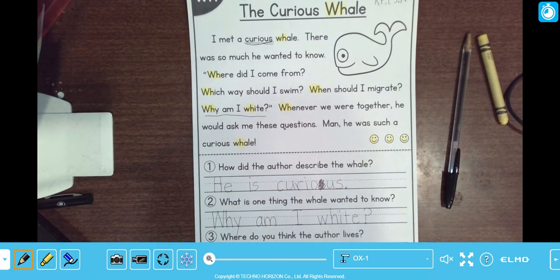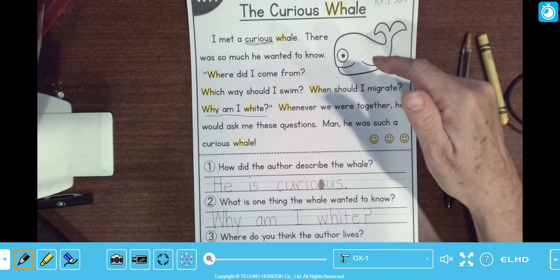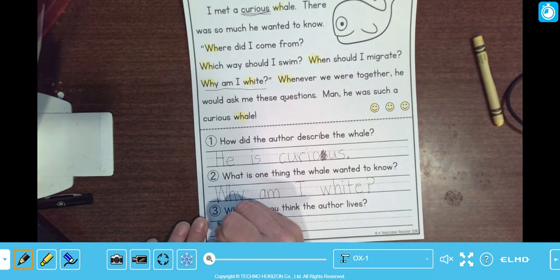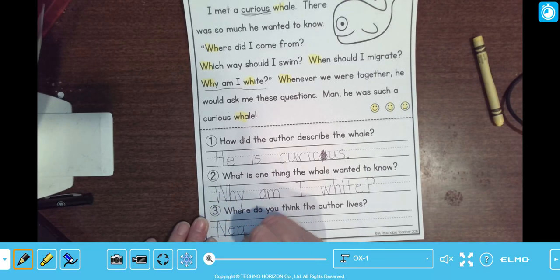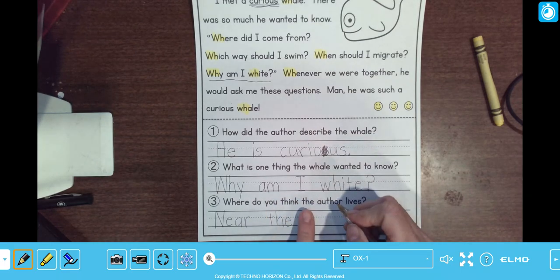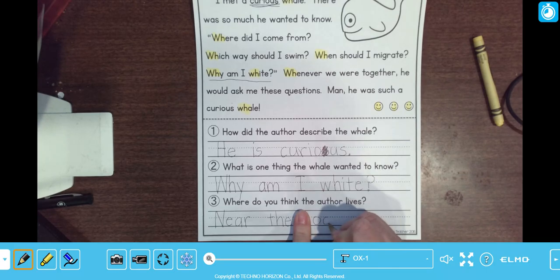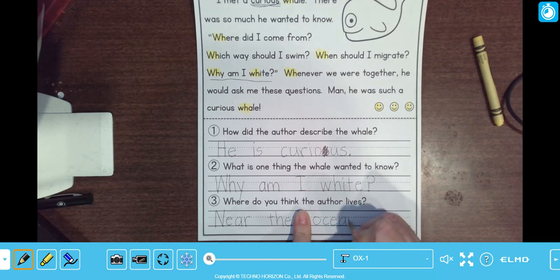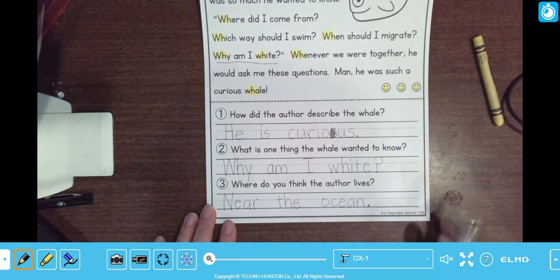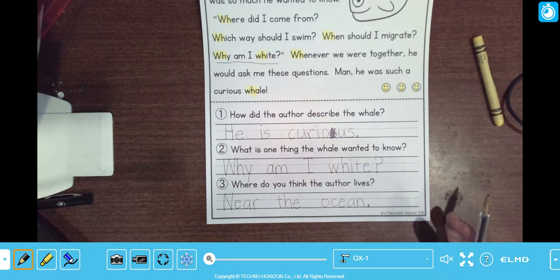Okay, so where does he live? He probably lives near the ocean, right? Because he would see this whale a lot. So I would say near the ocean. Near, one finger space, the, one finger space, ocean. So there we go, near the ocean.